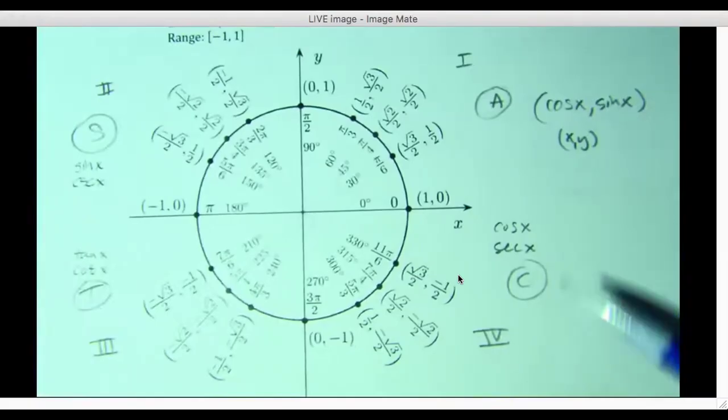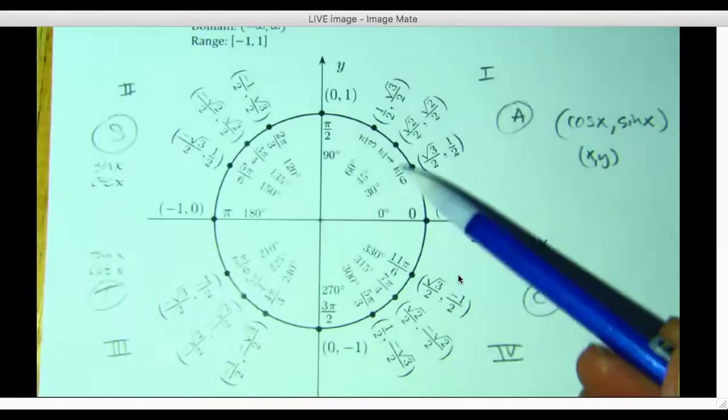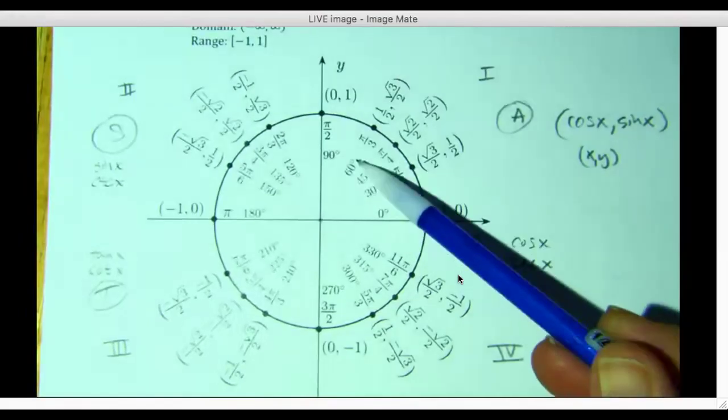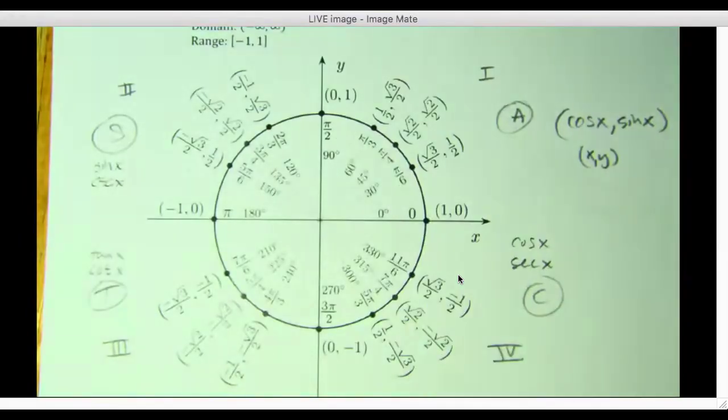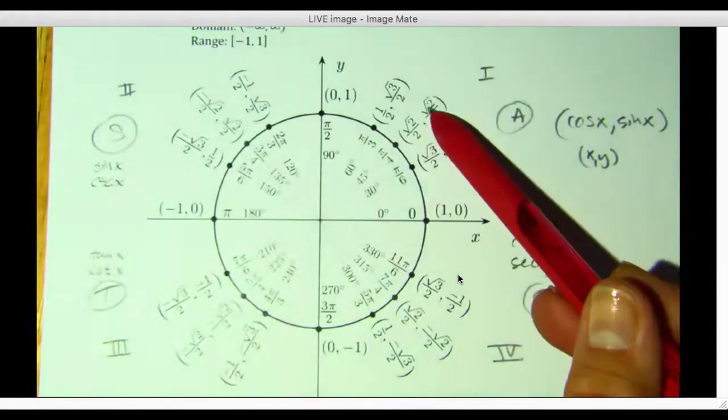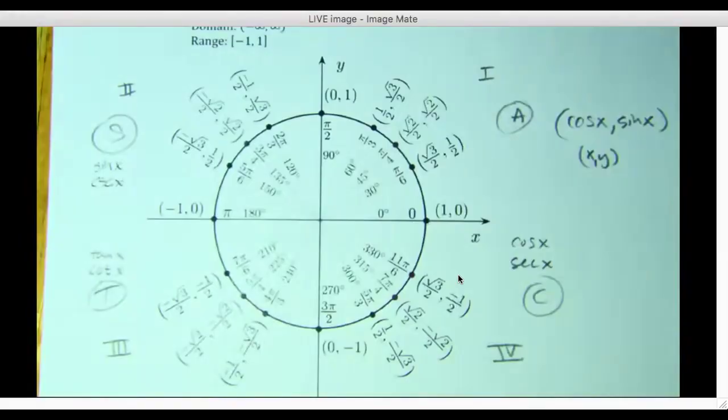So we can tell which trig functions are positive in which quadrant. Now, we already went over the 30, 45, 60, and we went over the radians and how to count around the unit circle, so I won't repeat that. That's back in the first video for this chapter. But these coordinates are the sine and cosine values around the unit circle.